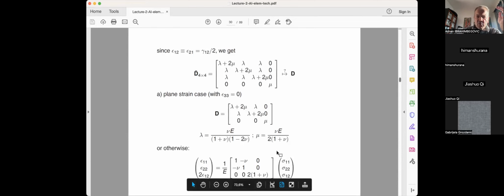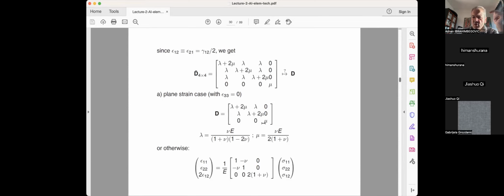But if you do that, you can reduce your D to be lambda plus 2 mu, lambda, lambda, lambda plus 2 mu, 0, 0, 0, mu. Well, lambda is this and mu is that. You should be able to recover sigma 3,3. Hopefully it's here. The sigma 3,3 is not necessarily equal to 0, only epsilon 3,3. And you recover this in post-processing.